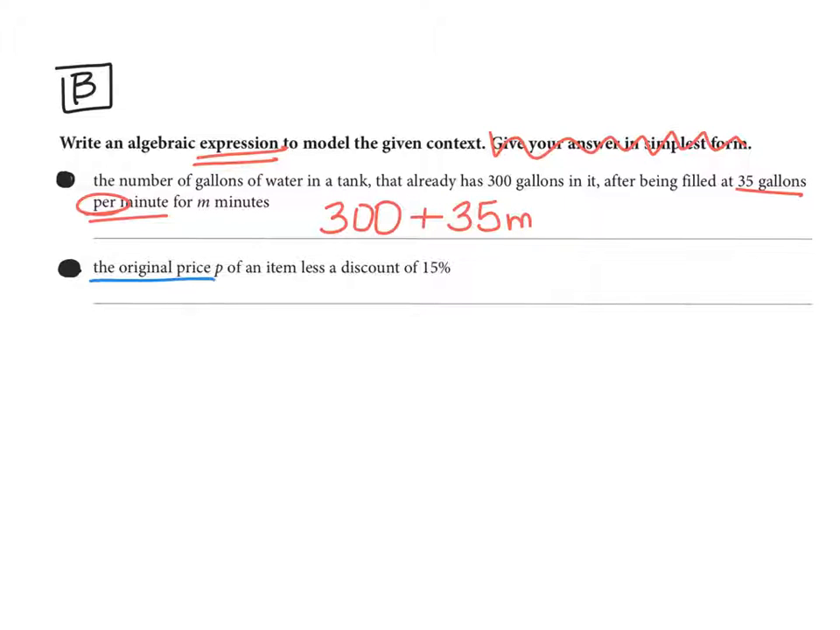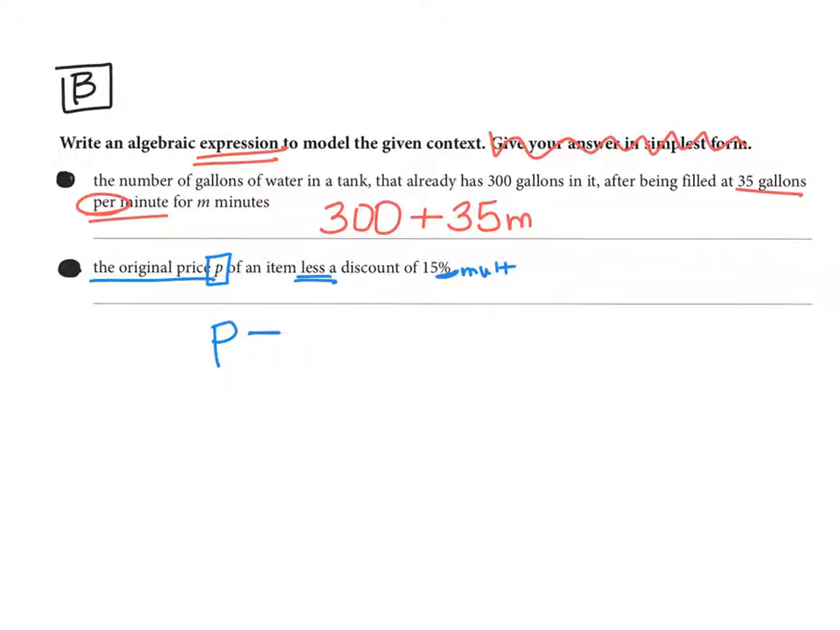All right, so the next one, the original price of an item. So I have the original price of an item, P. They don't tell me what the price is, but they do tell me it stands for P. Less, so I know I'm going to be using some type of subtraction, and then a discount of 15%. And remember, if you look back at your list, percent is a keyword for multiplication, so just keep that in mind. So that means we're going to start with P, so the original price of an item, minus a discount of 15%.